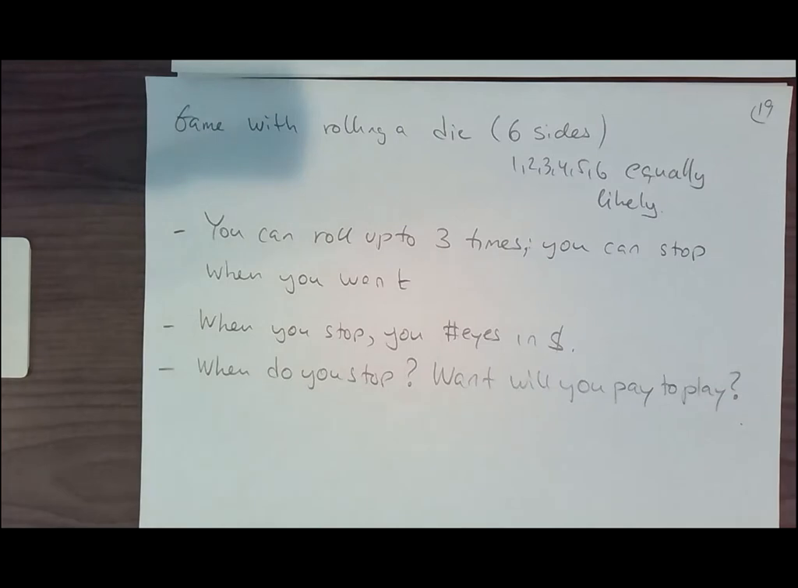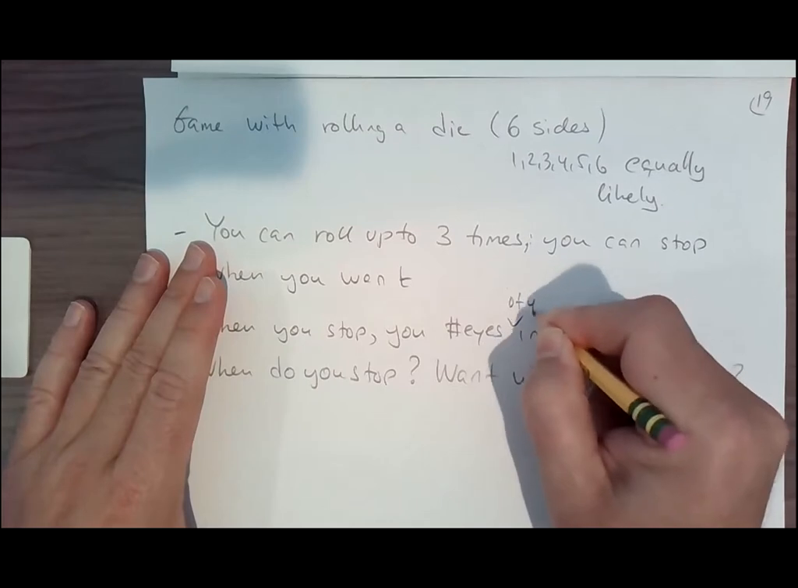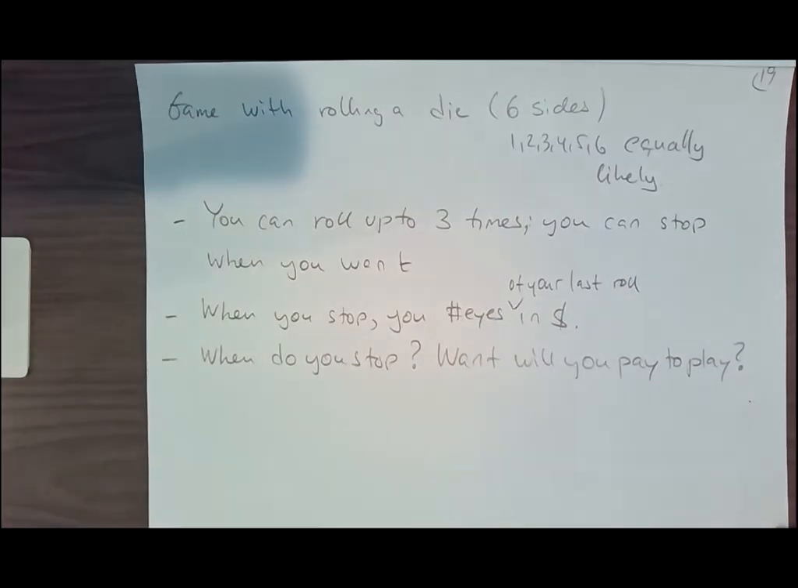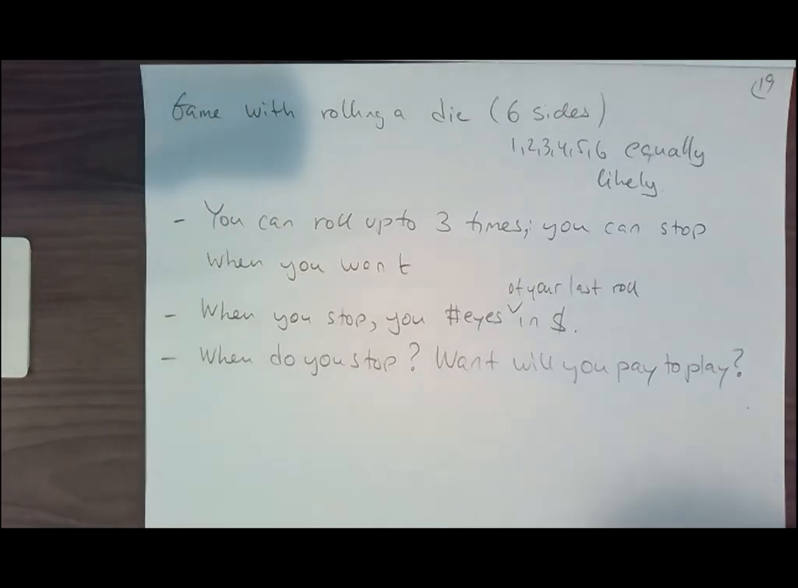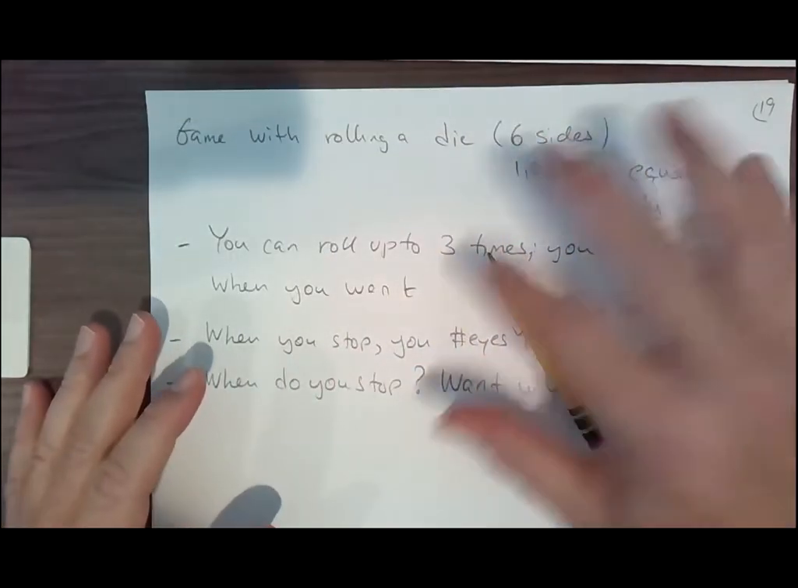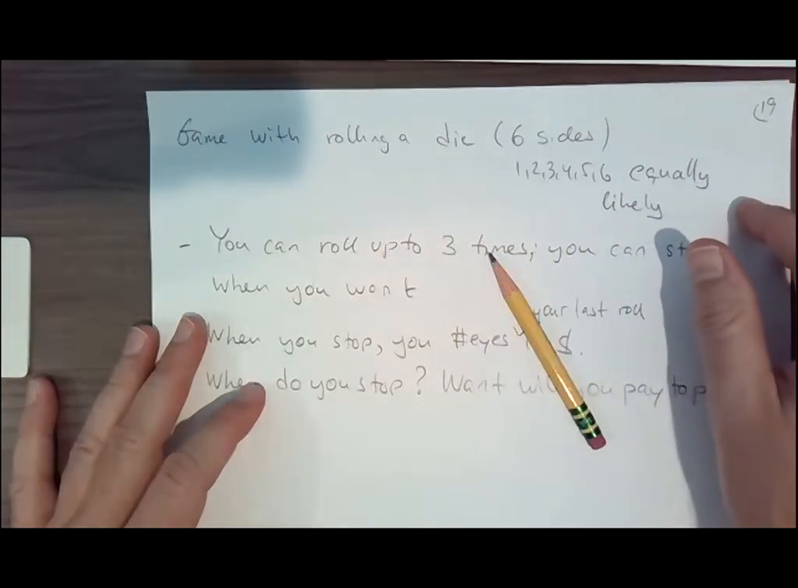Is this game, like you can roll a die up to 3 times, and you can stop when you want. When you stop, you get the number of eyes of your last roll in dollars. What do you mean by eyes? Well, when you roll a die, it's going to show a number of eyes, right? It's going to be 1 eye, 2 eyes, 3 eyes, 4 eyes, 5 eyes, or 6 eyes. Oh, okay.